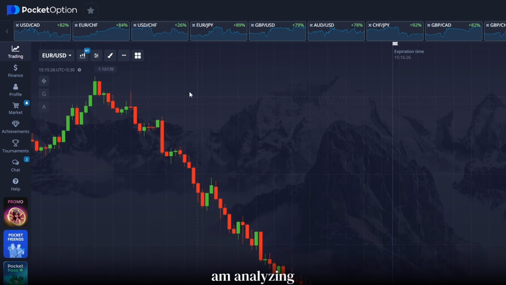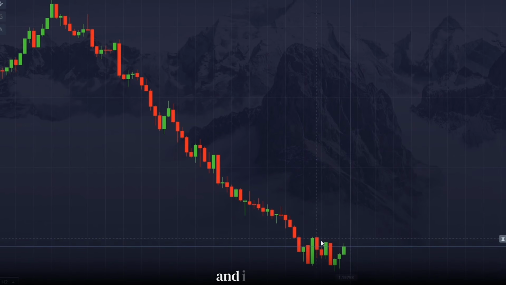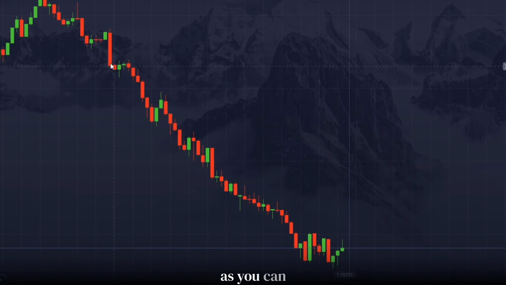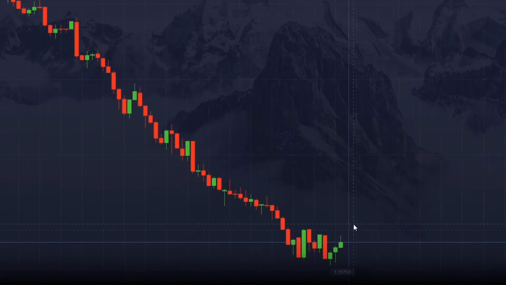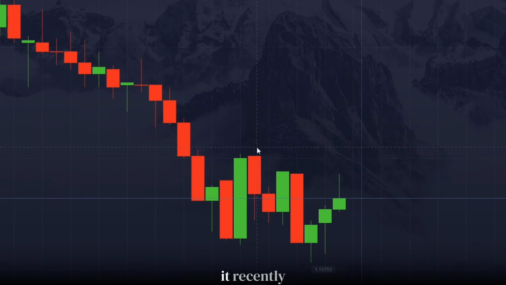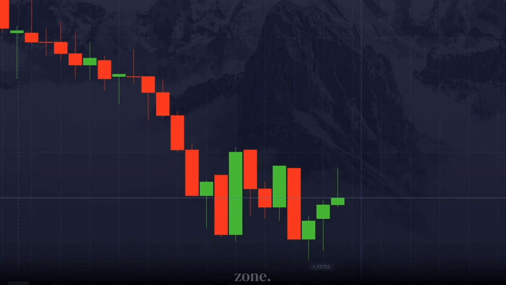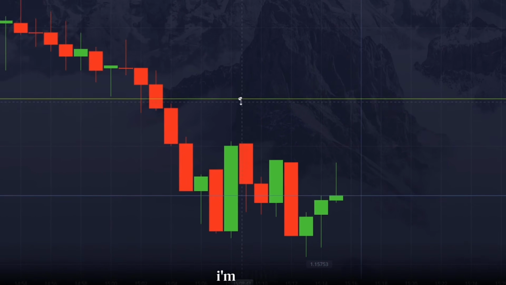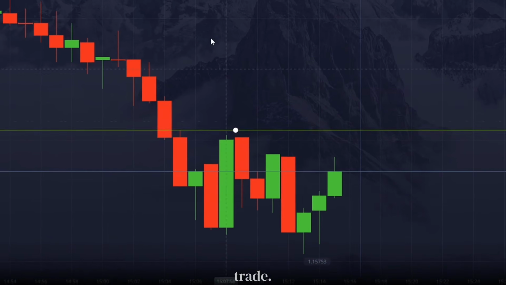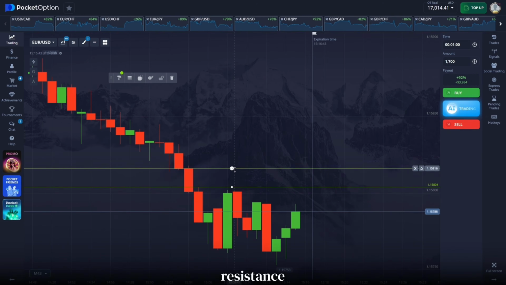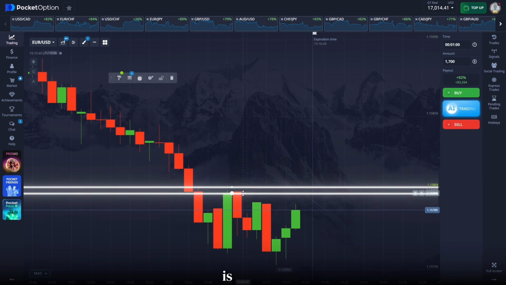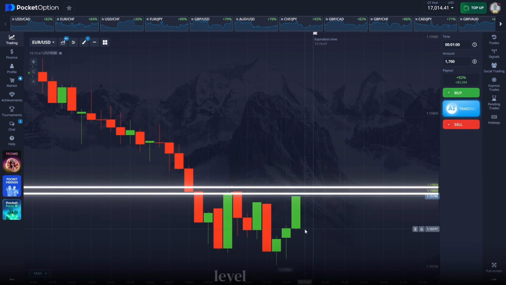Right now I am analyzing the Euro US dollar chart and I have a trading opportunity here. As you can see, the price is falling smoothly and it recently formed this resistance zone. So let's first draw the key level. I'm going to use it for a reversal trade. This is a recently formed resistance level which can be used for a reversal trade.